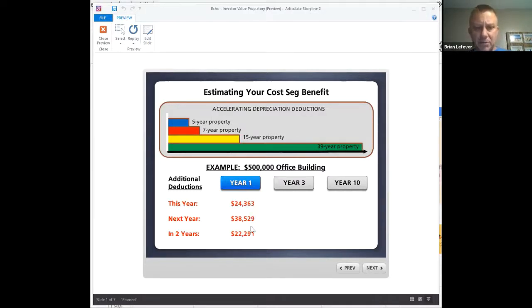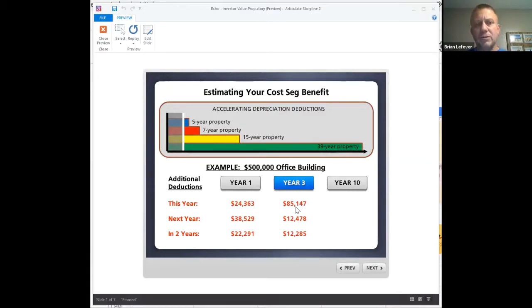The second year in this example is $38,000 in additional depreciation because we're pulling this 5-year, 7-year, 15-year property back for the next few years. We're going to have more deductions than we would have without it. And in year 2, which is really the third year you're claiming, here $22,000 as an example. Now let's say you never heard of cost seg before and you bought this property 3 years ago. You've been depreciating it straight line for the last 3 years and you want to do cost seg today. Same assets, same analysis. This year's benefit is $85,000 in depreciation.